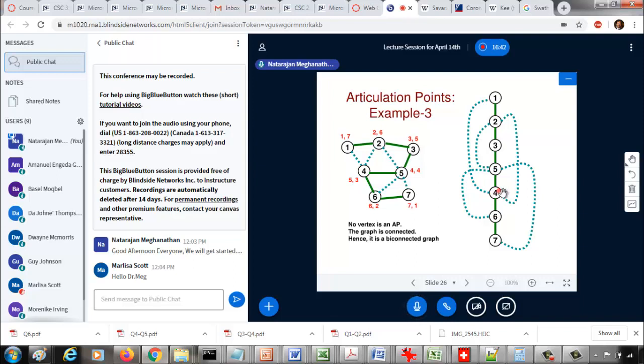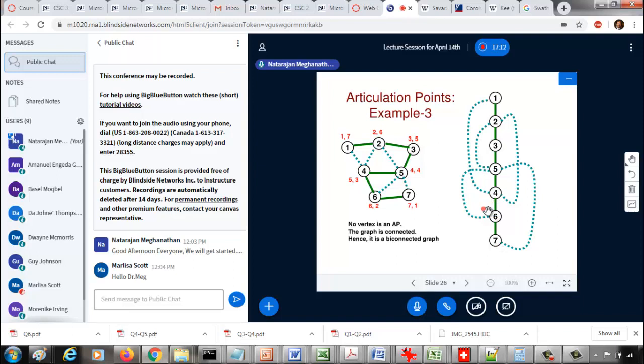Now in the case of 4, there's one subtree starting from 6, and there's one back edge that goes above 4. Similarly, there's one back edge between 7 and 5 that goes above 4. Because of this, 4 is not an articulation point. Now in the case of 6, there's one subtree involving just 7, and there's one back edge between 7 and 5 that goes above 6. So again, because of that, 6 is not an articulation point.